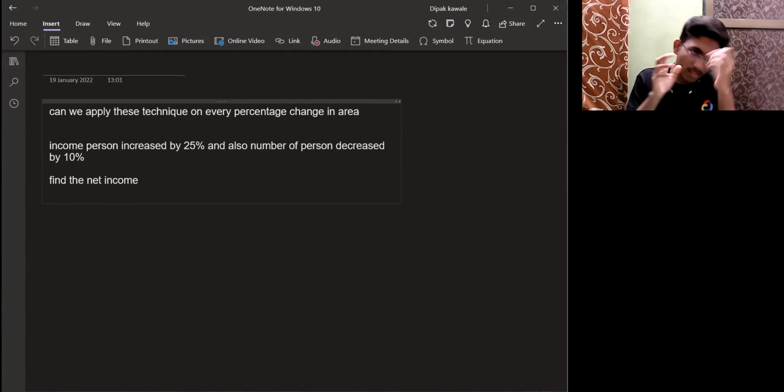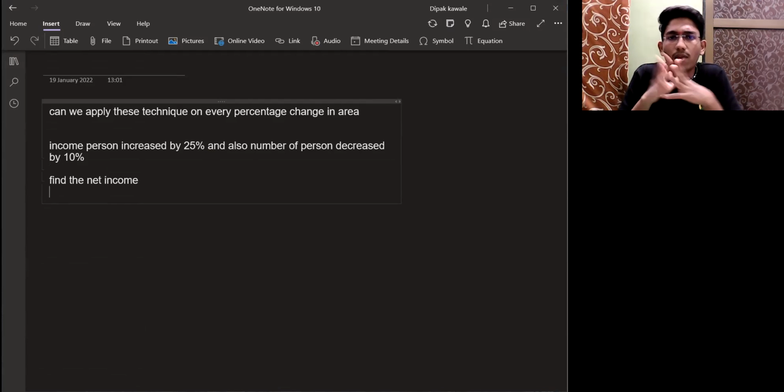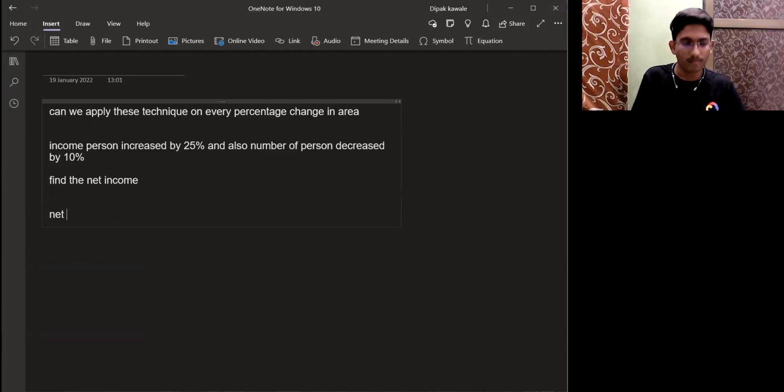Student, consider I am having one organization. In my organization there are 10 people and each person's salary for a month is 1000 rupees. Now tell me, for all the 10 employees, how much do I have to pay? 10 into 1000, that means 10,000. That means net income I have to pay is 10,000. That means the net income formula will be income per person multiplied by number of people.